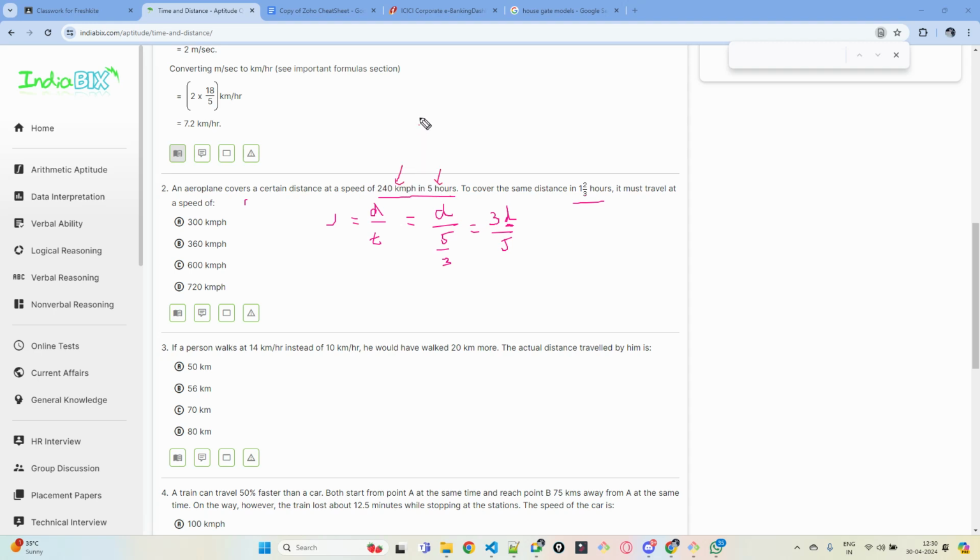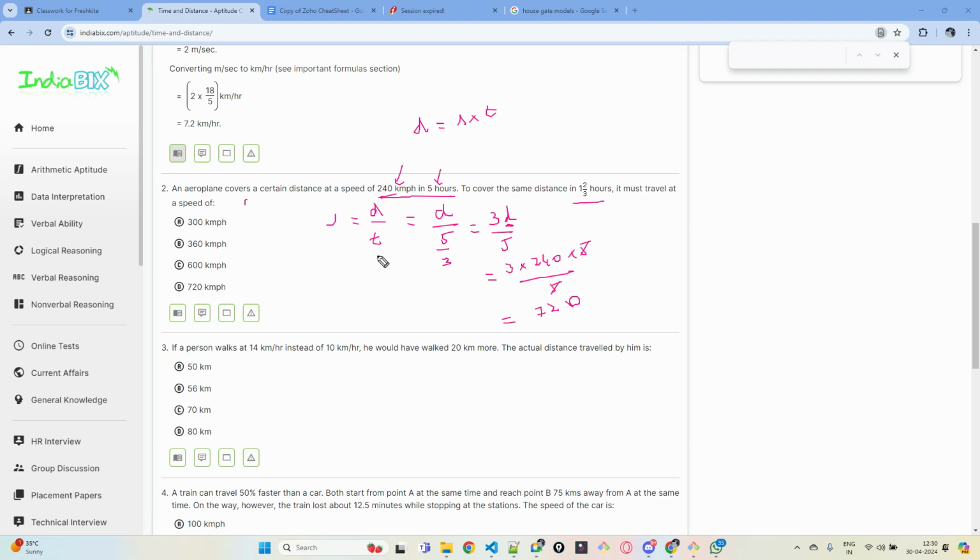So what will be the distance? Distance is speed into time. Distance by time is speed. So for this distance, you can multiply 240 into 5. So 3 into 240 into 5 divided by 5. This 5 and 5 cancel. If you multiply this, 3 into 240 is 720. So easily you can solve.